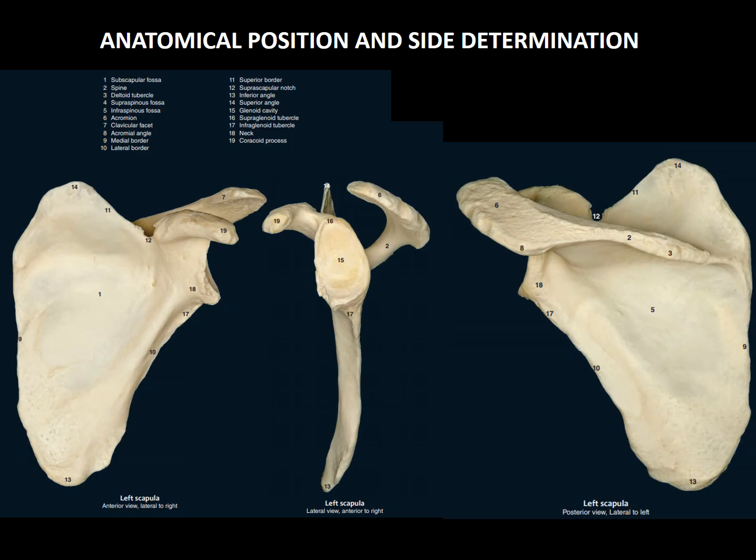The side of the scapula can be determined by holding the scapula in such a way that the glenoid cavity faces laterally, forwards and slightly upwards. The coracoid process is directed forwards. The spinous process is directed posteriorly.